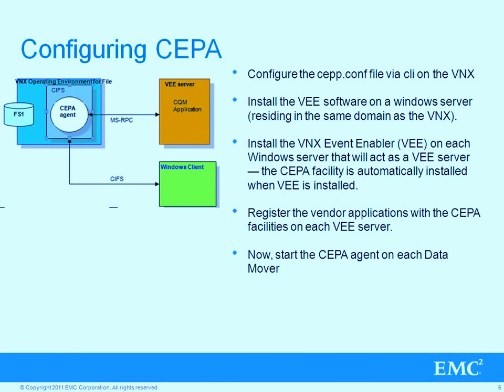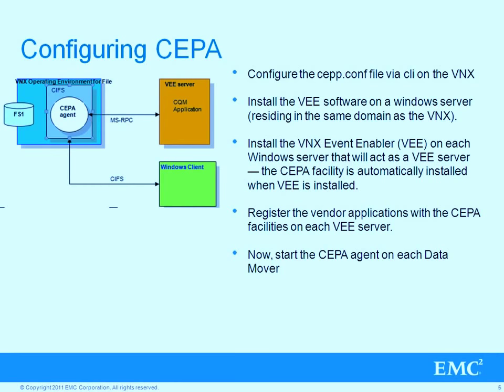We'll talk here about configuring CEPA. To configure CEPA, we'll need to configure the kep.conf file on the VNX. This has to be done via CLI. We'll install the VEE, or VNX Event Enabler software, on a Windows server that resides in the same domain as the VNX. You'll have to install that VEE on each Windows server that will act as the CEPA server.